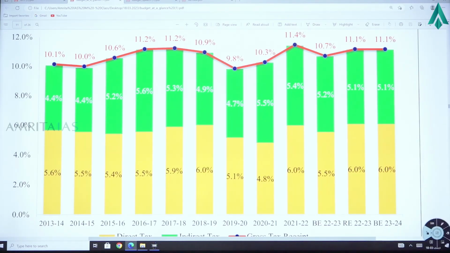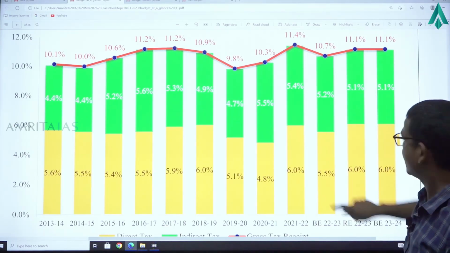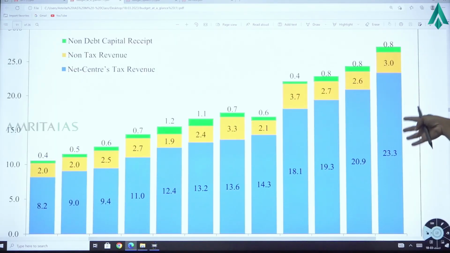Like in India, the gross tax collection as a percentage of GDP is only 11%, whereas in case of developed countries, it is above 15. Just imagine, even if you make it 15, 4% extra. 4% of GDP means you can imagine more than 10 lakh crores. More than 10 lakh crores taxes you are getting per annum. You can spend it in a better way. So this number is important. Anyway, when tax is increasing, net central tax increases.